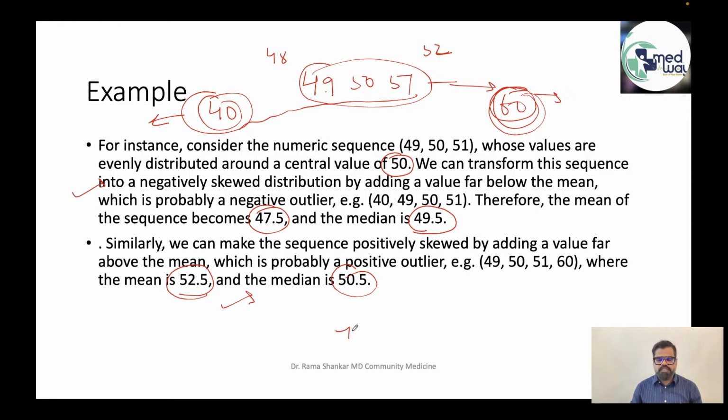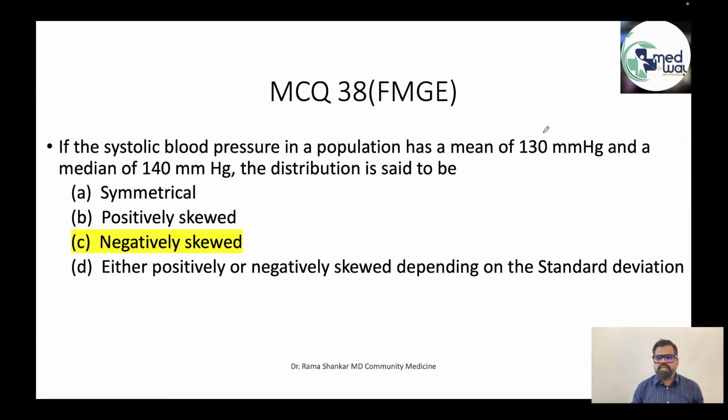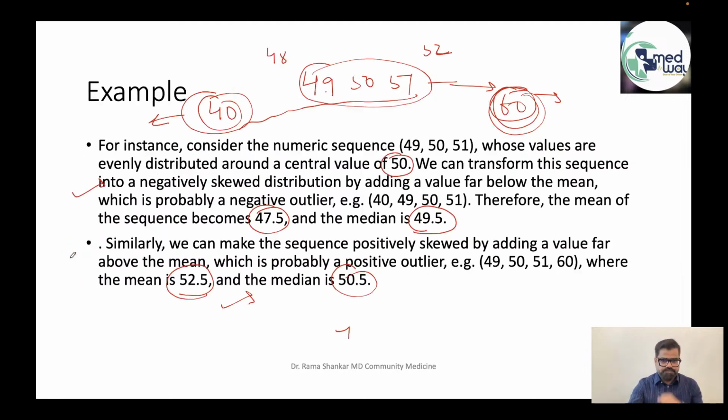So in simple terms, when data is normally distributed, if you have another data which is an outlier, an extreme number on the upper end side, it will create positive skewness. If you have an outlier, an extreme number on the lower end side, it will be a negative outlier and it will create a negative skewness. Go back to the question. Mean is 130, median is 140. Some negative outlier is dragging the mean on the lower end side, so the answer is negatively skewed.